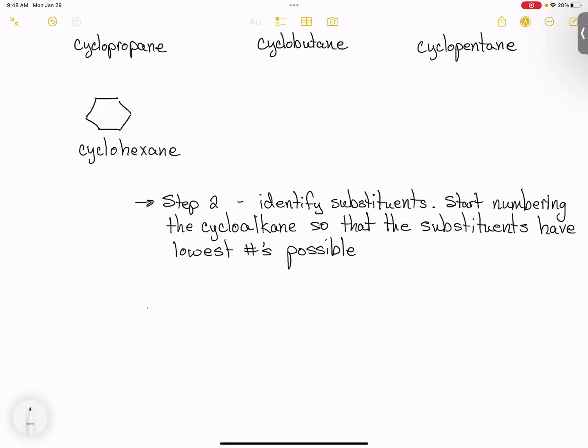So for example, if I had this structure right here, I would number this one 1, and I would go in reverse because I'd want to make sure my substituents got the lowest numbers possible. So this would be 1 ethyl, 3 methyl, cycloheptane. I mean, cyclohexane, excuse me.